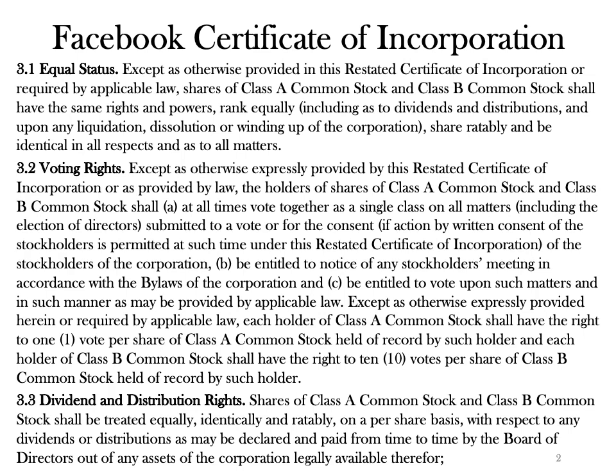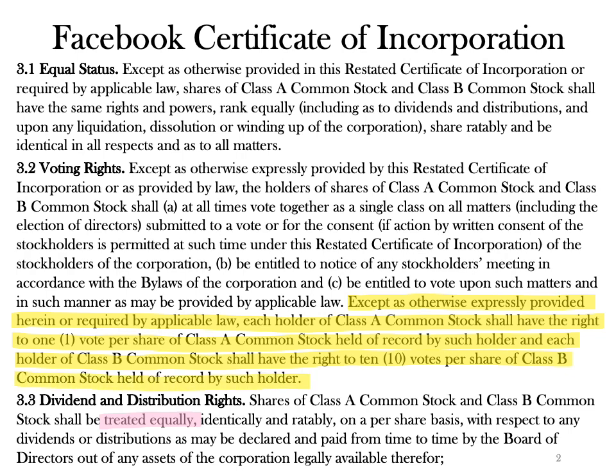We've mentioned Facebook before. Here's Facebook's Certificate of Incorporation. It has two classes of stock, Class A and Class B. The certificate says that with respect to dividends, the two classes are treated equally, but that's not so with voting. In Section 3.2, it says, except as otherwise expressly provided herein, each holder of Class A common stock will have the right to one vote per share, and each holder of Class B common stock will have the right to 10 votes per share.